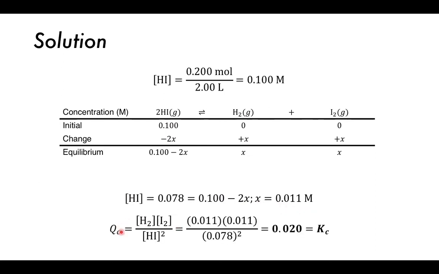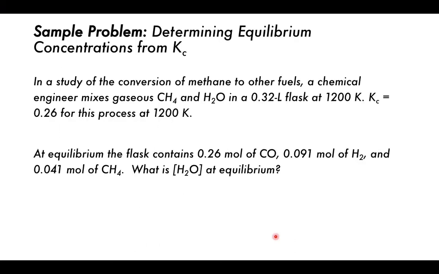So then we can fill that into our Qc, which is based on our balanced equation. So it's the concentration of H2 times the concentration of I2 over the concentration of HI squared. So it's like this, 0.011 times 0.011 over 0.078 squared is equal to 0.020, which is equal to Kc. So determining equilibrium concentrations from Kc.